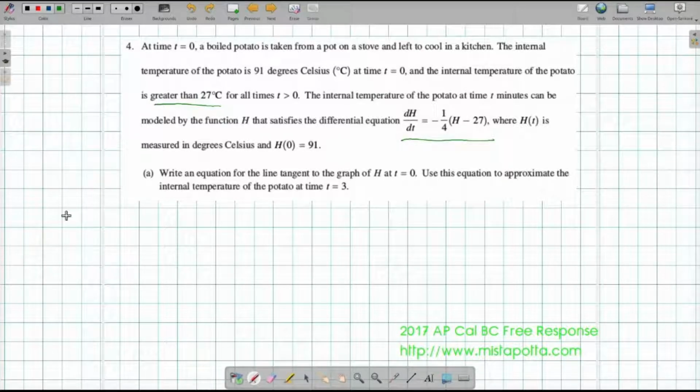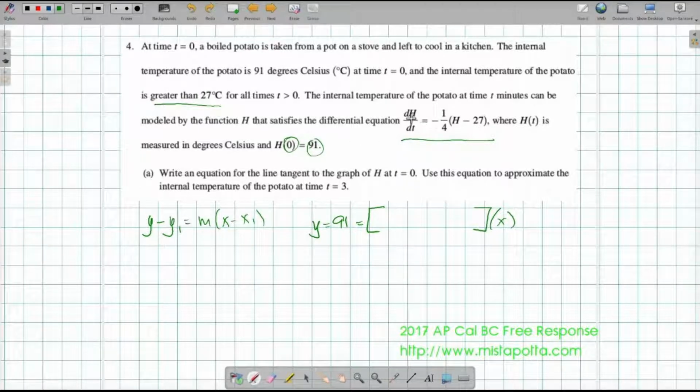In part A, they want us to write an equation for the line tangent to the graph of h at t equals 0. Remember that a tangent line can be written in the form y minus y1 equals my slope times x minus x1. And luckily I know what x1 and y1 are. That's going to be the 91. So all I need to do is figure out what this slope is, and I'm good to go.